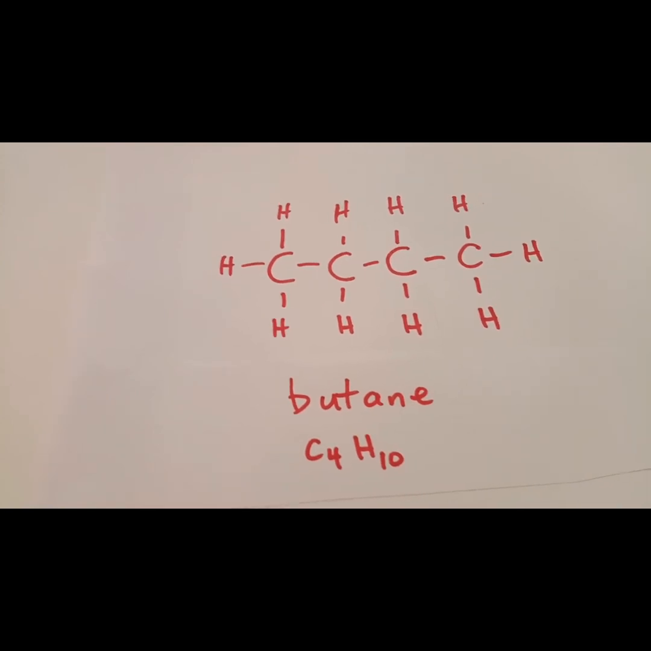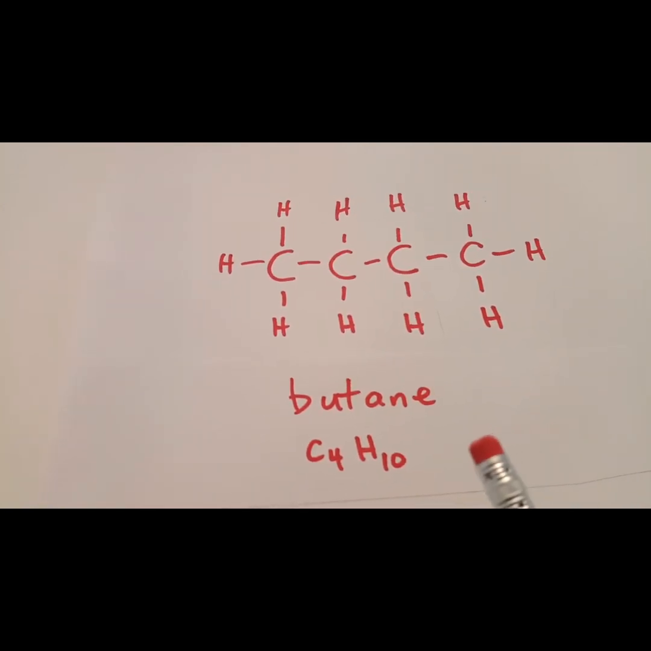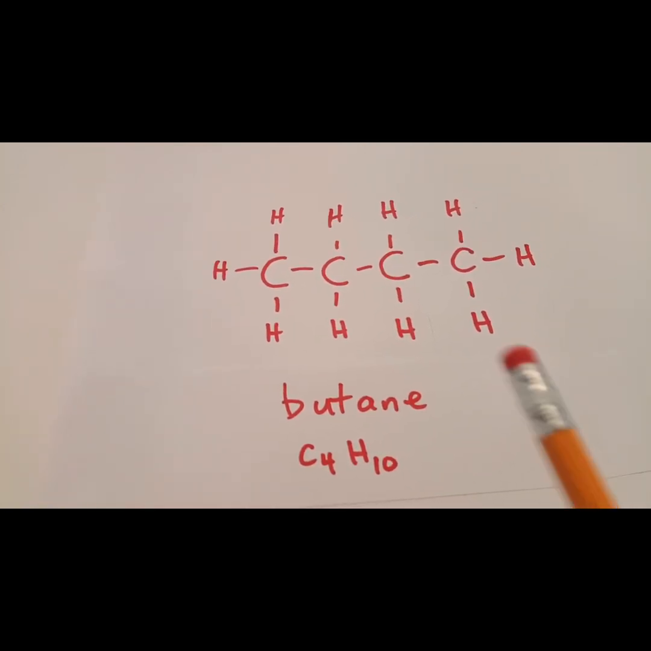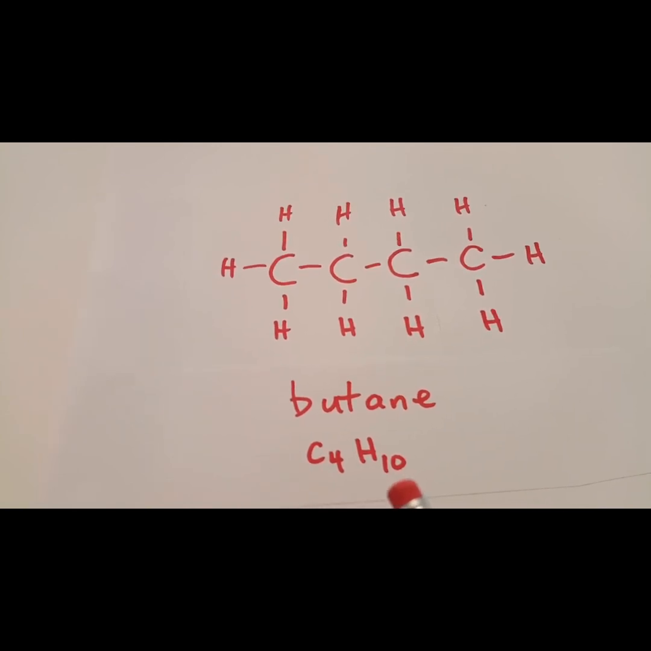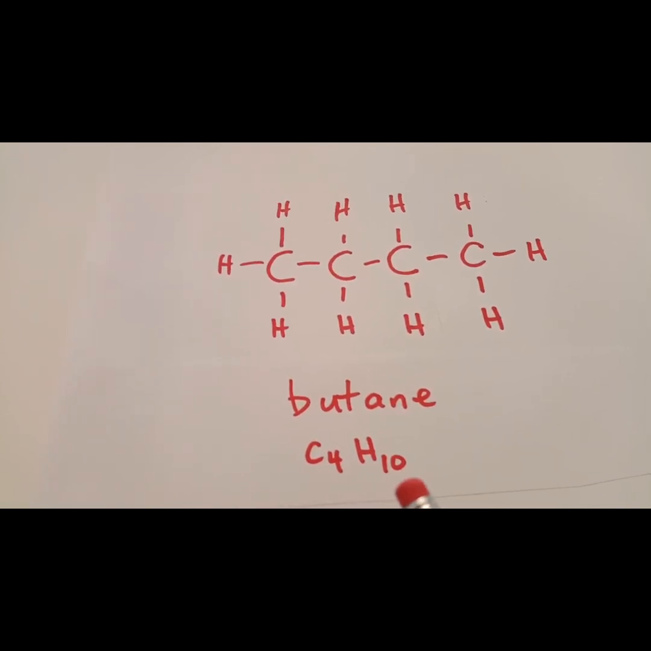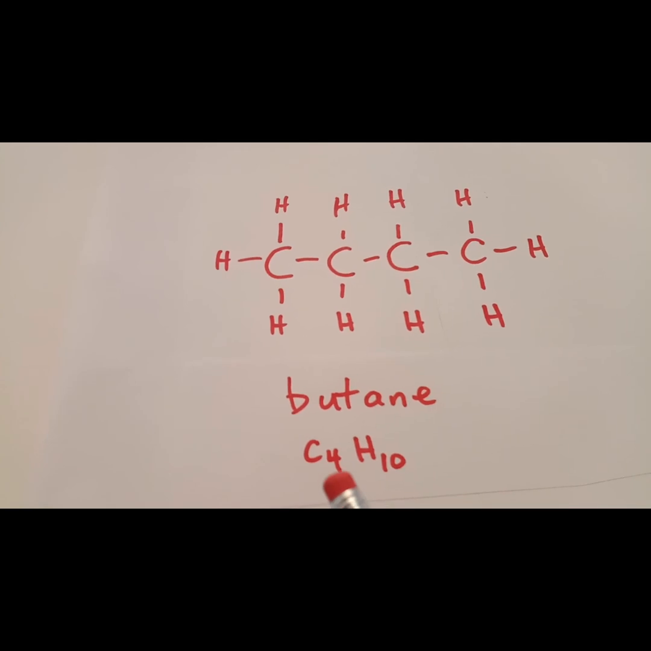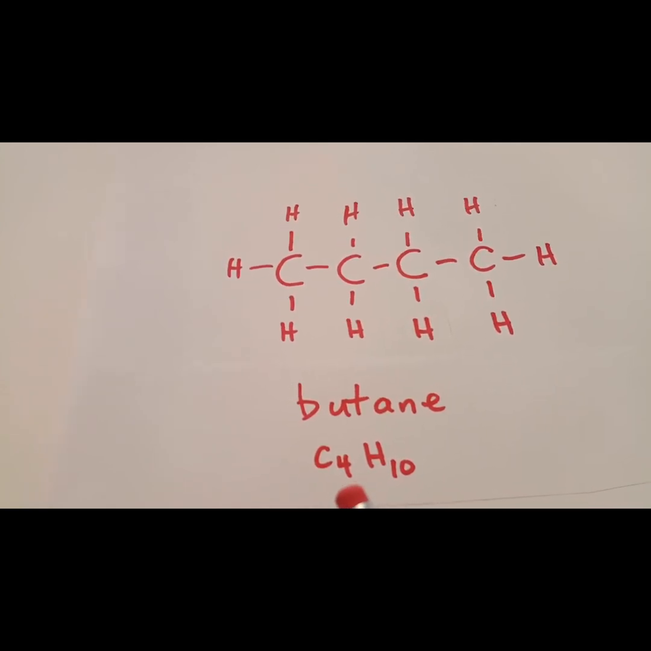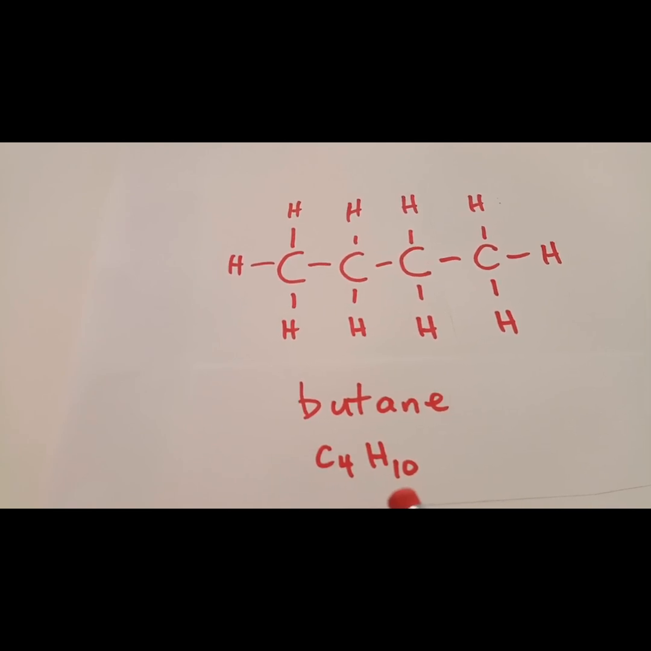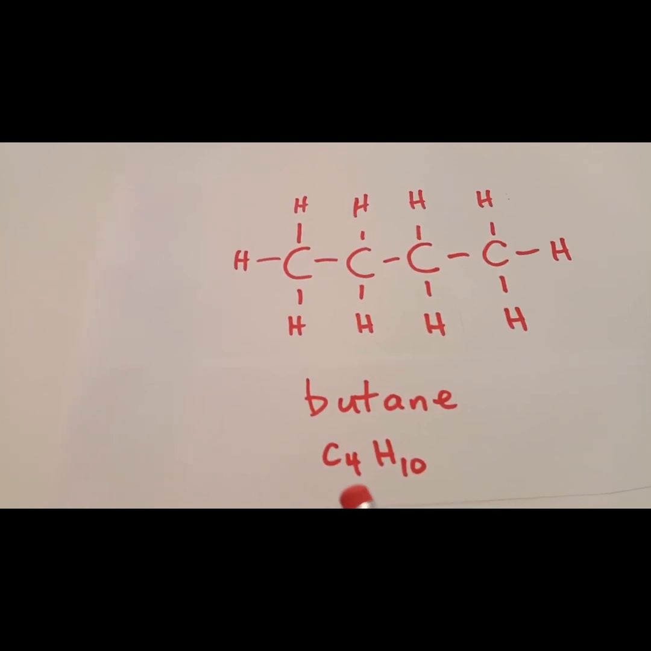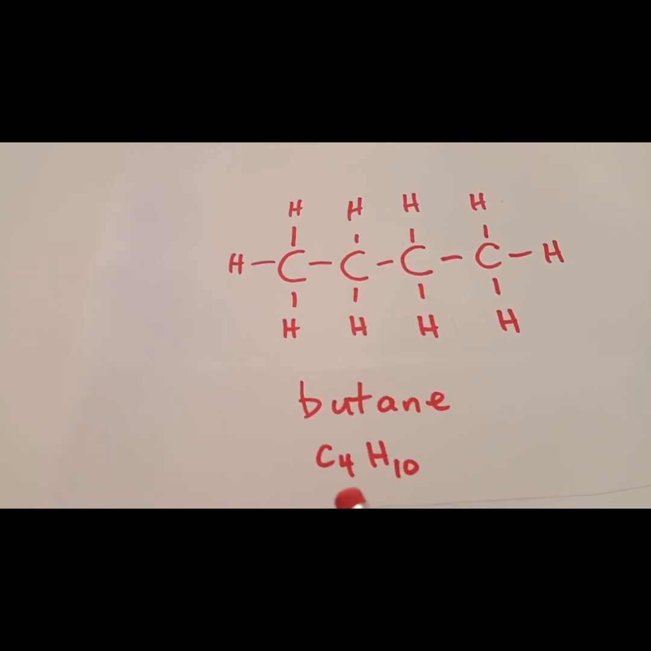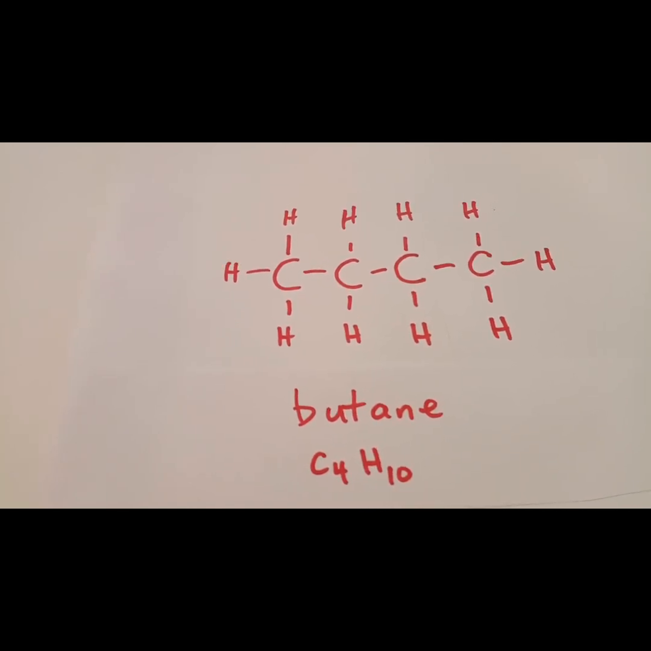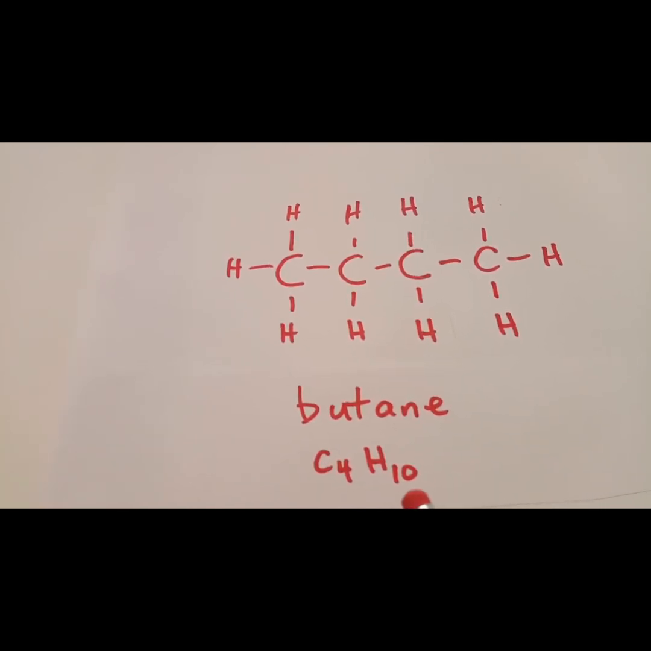And look at the carbons. Count them up. C4 and H10. When you count up all the H's, there are 10 of them. And does that fit the general formula for an alkane? For alkanes, N is in this case 4, so you want 2 times N. 2 times 4 is 8, plus 2 more is 10. So this does fit the alkane general formula. 2N plus 2 makes it 10 for hydrogen.